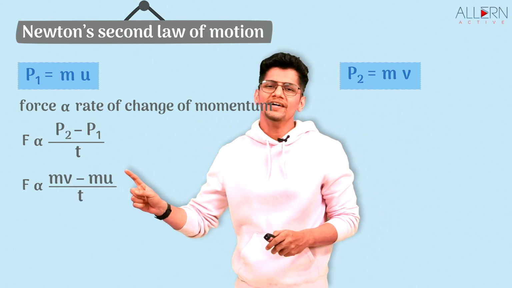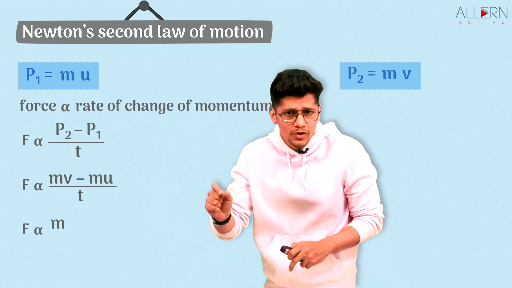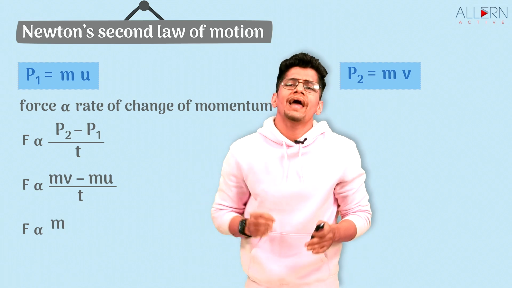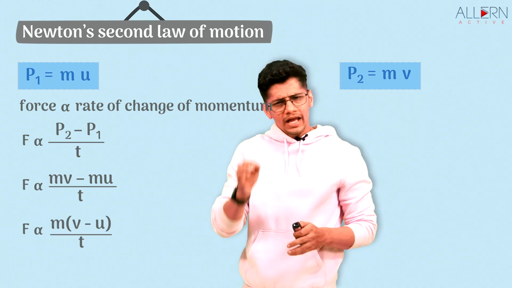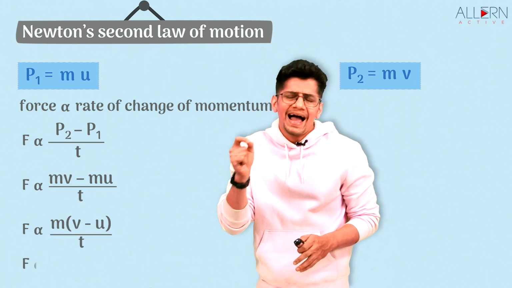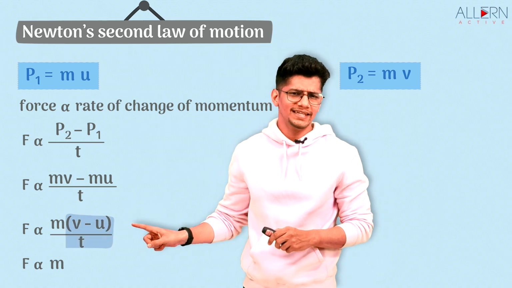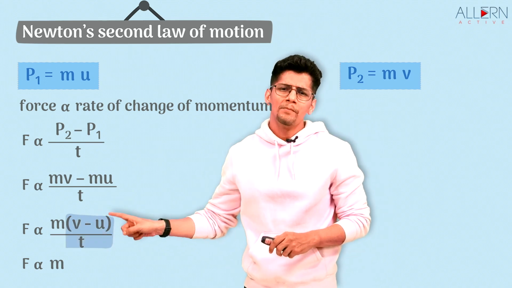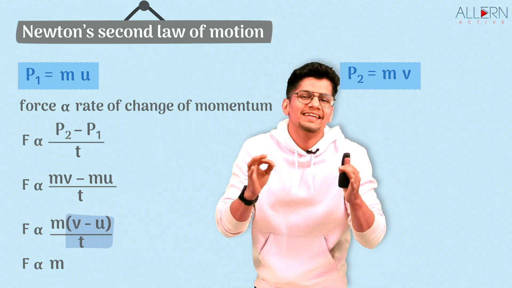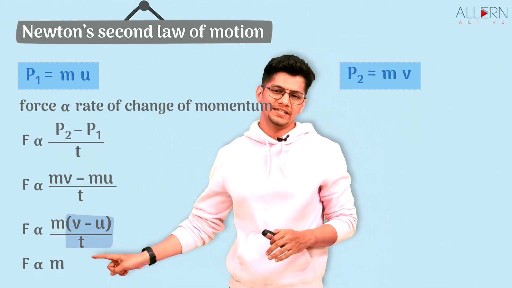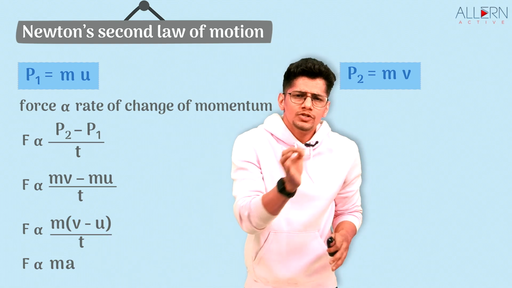Now you can see here m is common. So we have F proportional to m common, and in the brackets what do we have? V minus u, and in the denominator we have t. If you look properly, F alpha m remains as it is. But what is v minus u upon t? This is final velocity minus initial velocity upon time. This actually is the formula for acceleration. So that is the reason we substitute that with small letter a. So F is proportional to m into a.